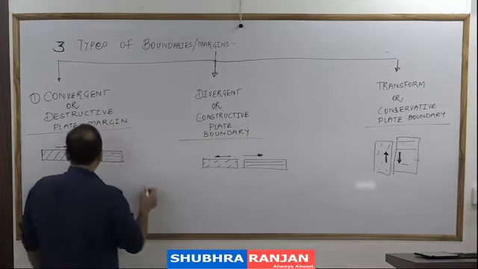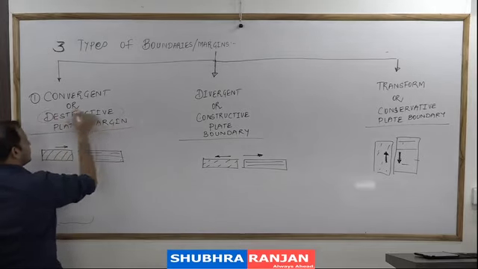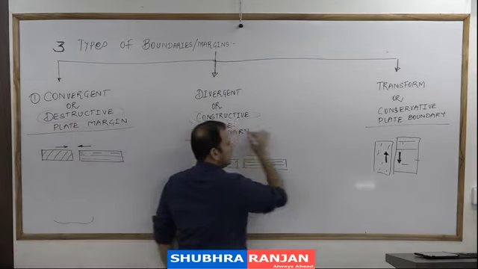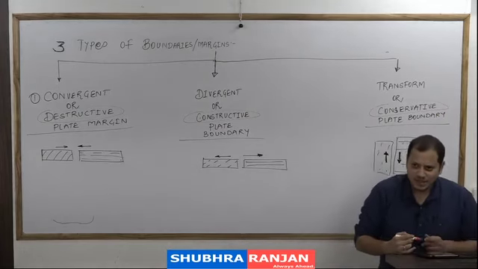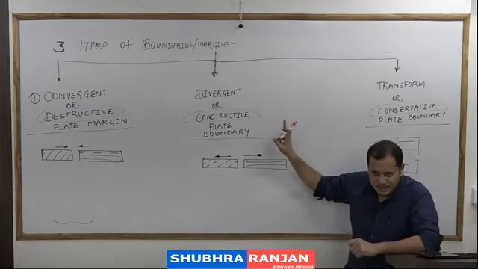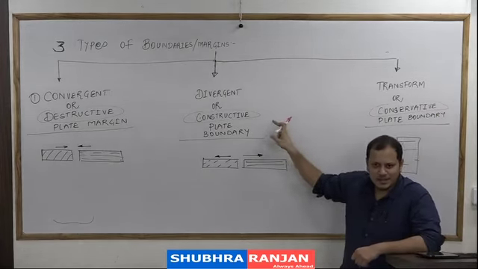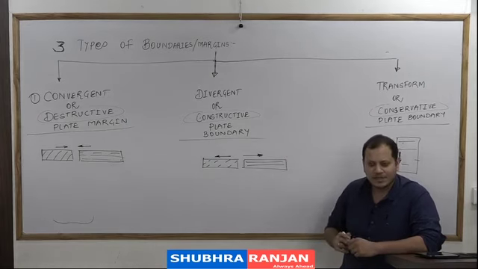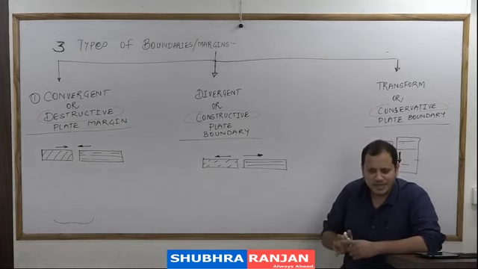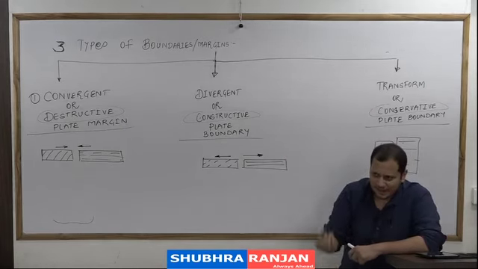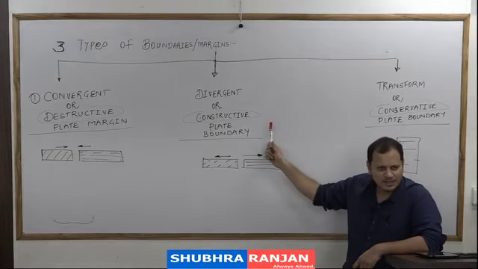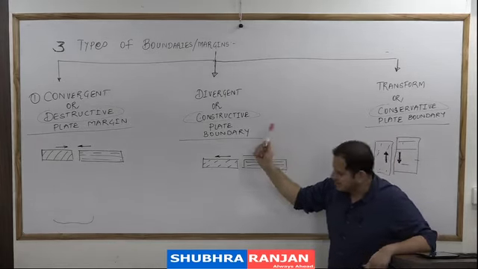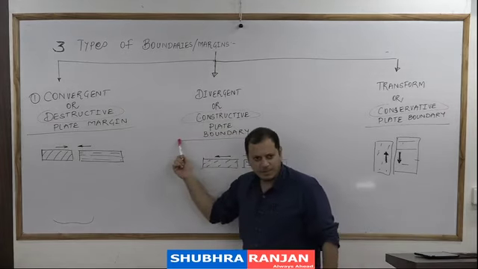You can see there are new words here: destructive, constructive and conservative. That is, neither creation nor destruction. Now, can you tell me from yesterday's lecture why this is a constructive plate boundary? This is nothing but mid-oceanic ridges. So what is being created? It is the creation of Earth's crust. It is oceanic crust, but it is created Earth's crust. Therefore, we say it is a constructive plate boundary.